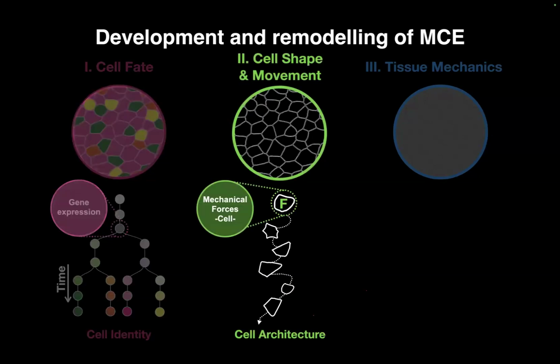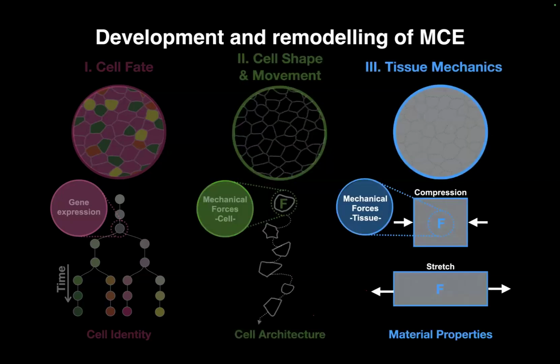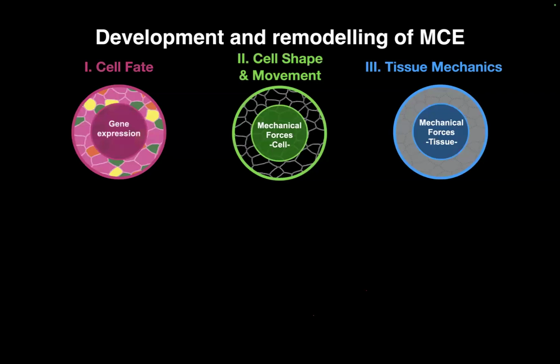In that case, the shape and the movement of the cells is regulated by actomyosin forces, which are generated by the cortex of the cell. These forces propagate across the entire tissue, forming the base for tissue mechanics. And tissue mechanics defines how tissues respond to external forces, for example, stretch or compression.